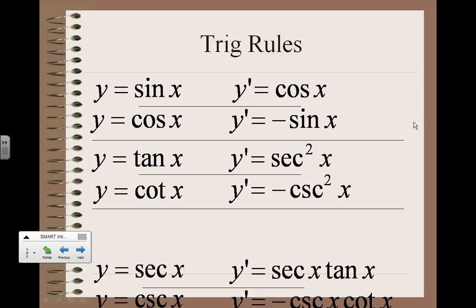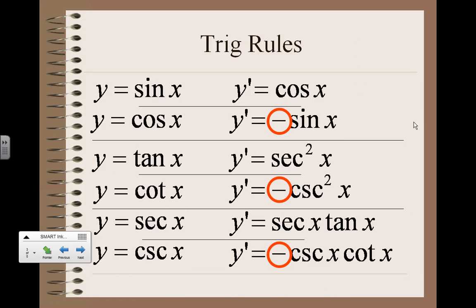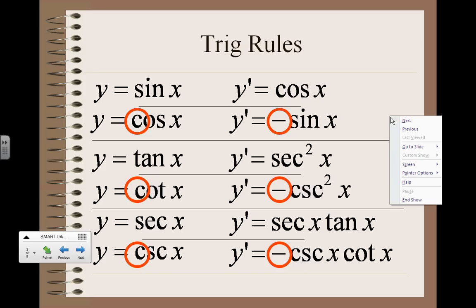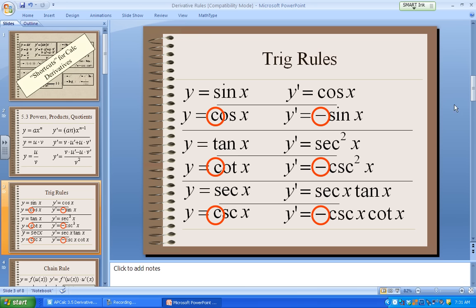Okay, let me just pull these in. So this is drawing attention to the negative that goes with the functions that start with a c. That's my entire point in that last little bit with all the ink all over the place. So if you can focus on sine, tangent, and secant, the ones that don't start with a c, the ones that do start with a c will come along for the ride.